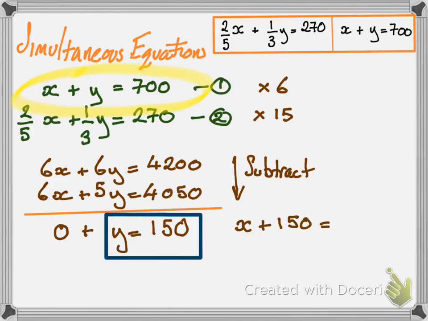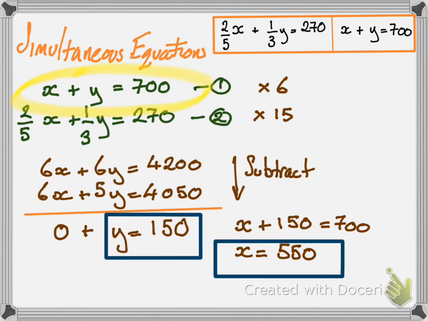If I then substitute x or y back into equation 1, which is x plus y equals 700, I end up with x plus 150 equals 700. That means that x equals 550.